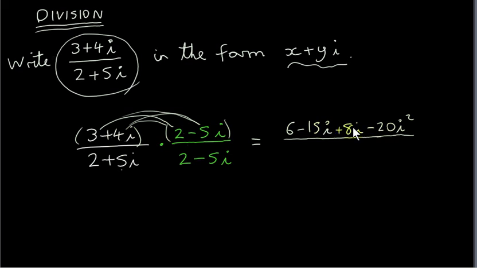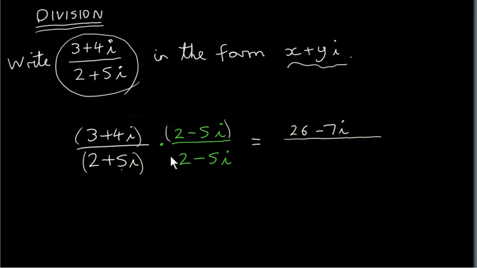We can simplify that numerator. We know that i squared is minus 1, so we replace this with minus 1. So this term at the end will become plus 20. Basically, this number changes sign. We have minus 20 by minus 1 giving us plus 20. We can then gather the 6 and the 20 together. 6 plus 20 gives us 26. And minus 15i plus 8i gives us minus 7i.